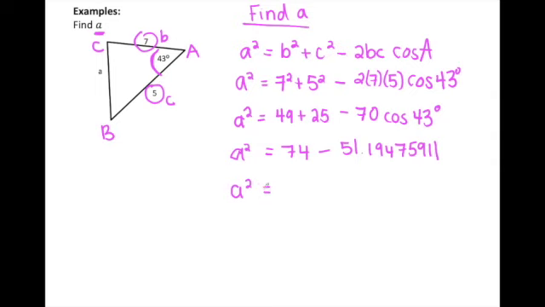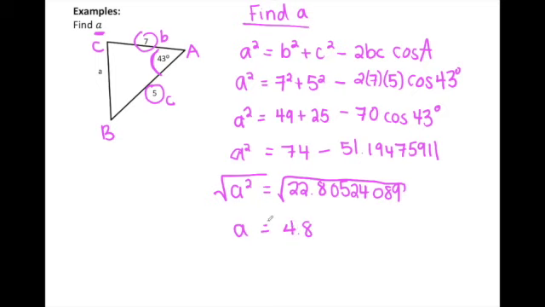You're going to go a squared, and then you're going to do that 74 minus that 51.1947591. So you should get approximately 22.8052 to 4.089. And then remember, get rid of a squared. You're going to square root it, and then you're going to be left with just a, and then it's approximately 4.8. So you've just solved for that side.